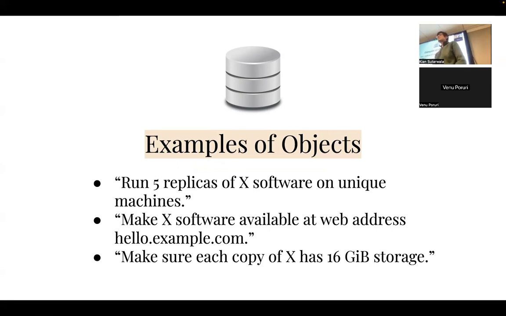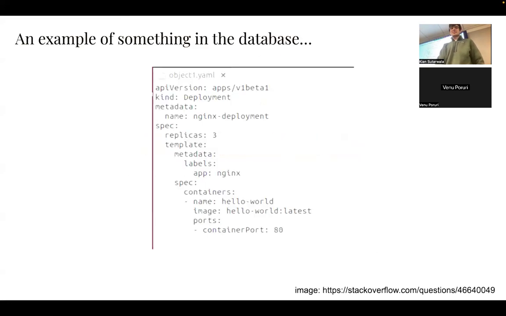What that object looks like is something like an object with two fields, a name and then the address hello.example.com. And the object does not have any information about how to actually achieve this. The object just says there should exist this software at this address. Does that make sense? Okay, cool. Okay, we'll skip this for now.